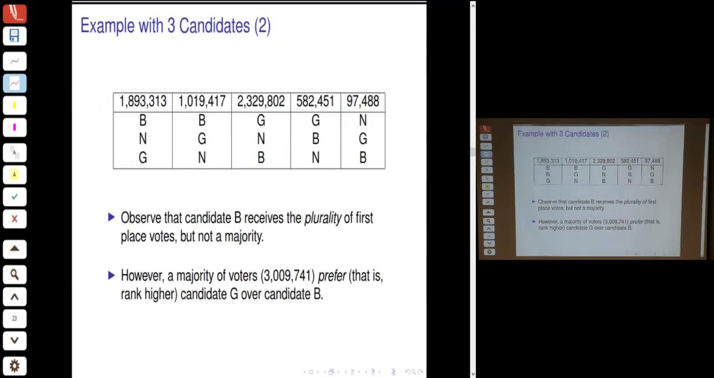So here is another example with three candidates. Again, there are votes not directly for the candidates, but for the preferred order of the three candidates. So for multiple candidates, you have votes for preferred orders of the candidates, and you have various votes tabulated for different preferred orders.